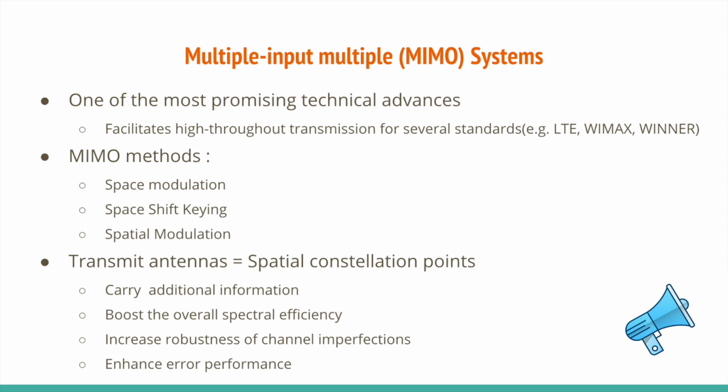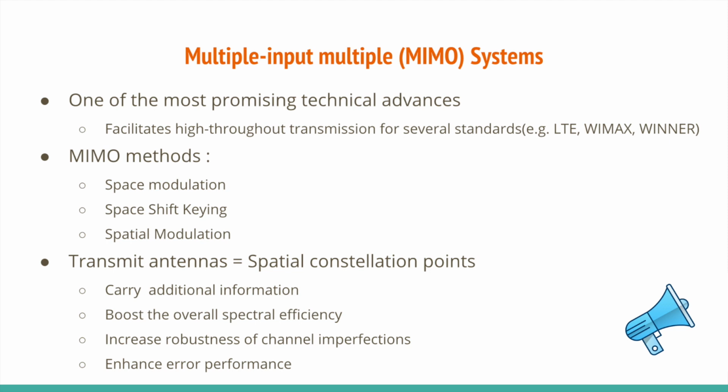Overcoming this challenge requires innovations in various areas, including novel ways for spectrum sensing and reuse, as discussed in previous sections, mechanisms for using higher frequencies, such as millimeter wave, and generally more efficient protocols and systems. MIMO systems are one of the most promising technical advances in wireless communications in recent years. Such systems facilitate high throughput transmission in various recent standards, including LTE, WiMAX, and others. Space modulation techniques such as space shift keying and spatial modulation are MIMO methods that use the multiple transmit antennas in an innovative fashion.